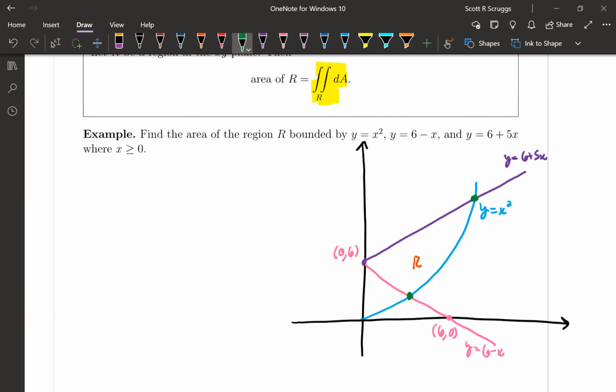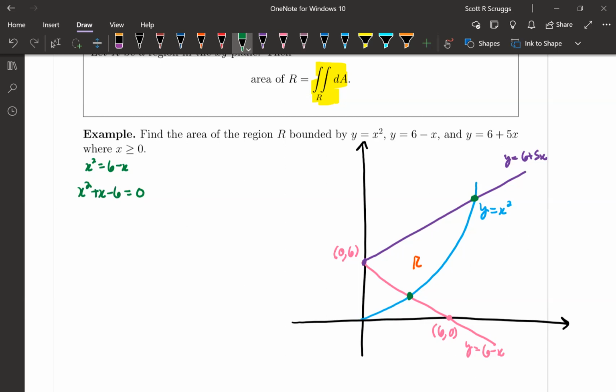So to start that, I'll start with the lower green point here. I want to find that intercept. And because that is where x squared and 6 minus x are intersecting, I will find that point by setting those two curves equal to each other. So I will first set x squared equal to 6 minus x. Now solving for x, I will get the following. First, I'll move the 6 minus x to the left-hand side. That'll give me x squared plus x minus 6 equals 0.